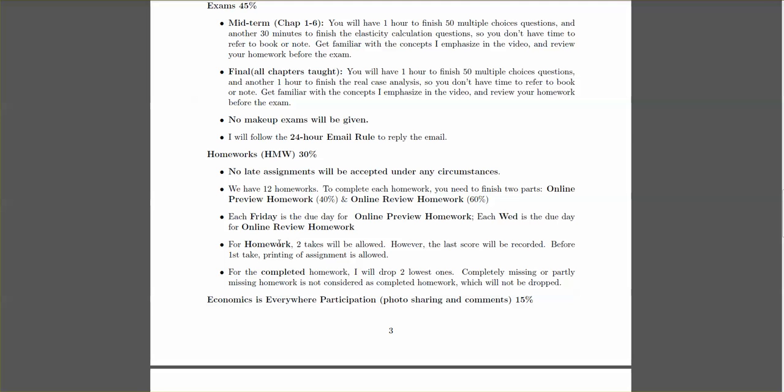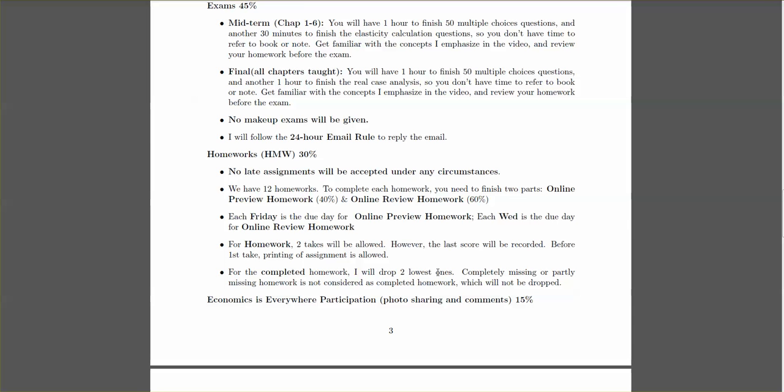And for each homework, no matter homework part 1, the preview, or homework part 2, the review homework, you are allowed to take it twice. And only the last score will be recorded. And for the first take, you can first print out the question and work on it. And at the end of the semester, I will drop the 2 lowest ones.